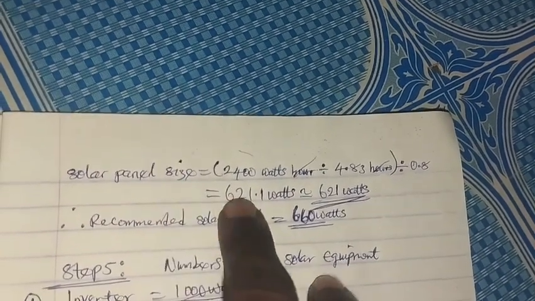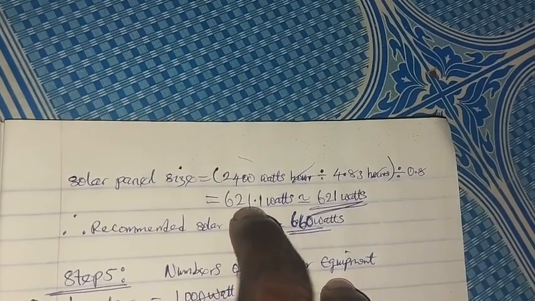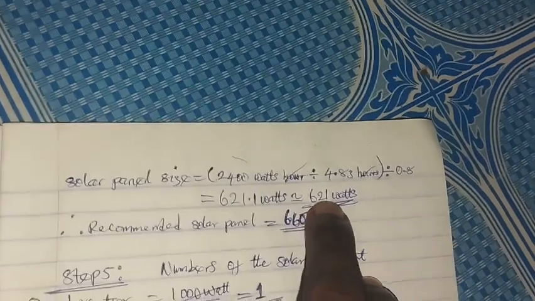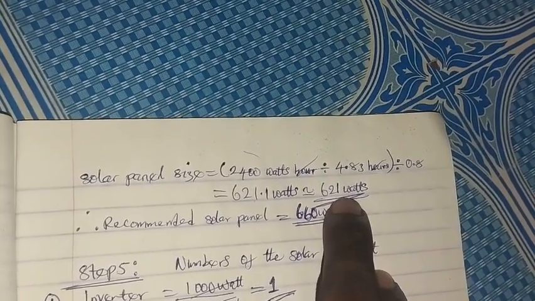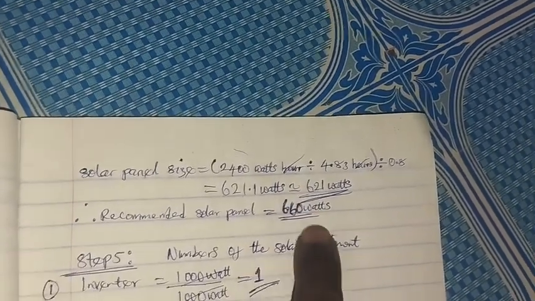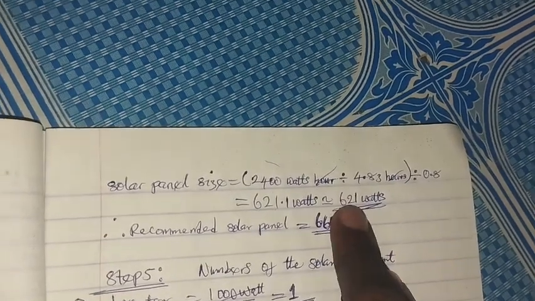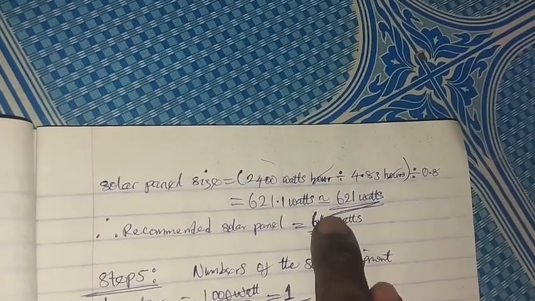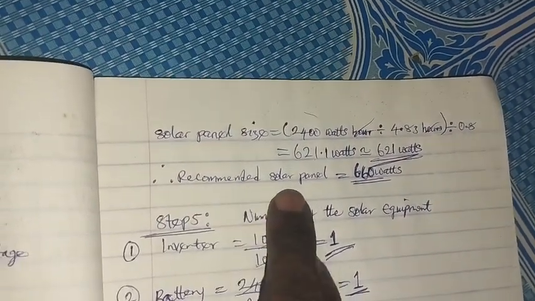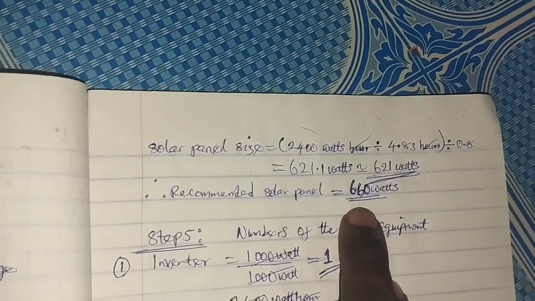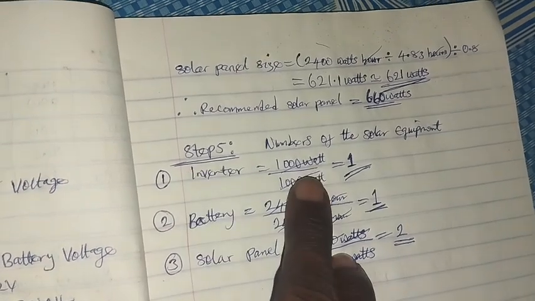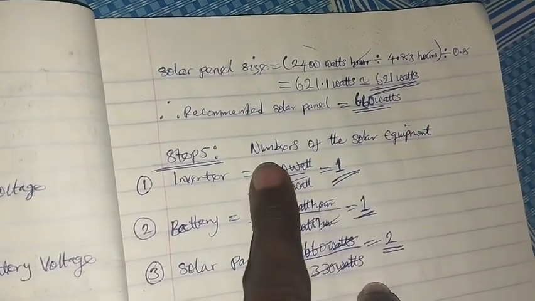Then we now have this to be our recommended watt. Our solar panel watt is 621.1. We round it up to the nearest value, so we have it to be 621 watts. Since in the market or in the solar system store we don't have this, we rather have 660 watts. So therefore we now say our recommended solar panel is 660 watts.